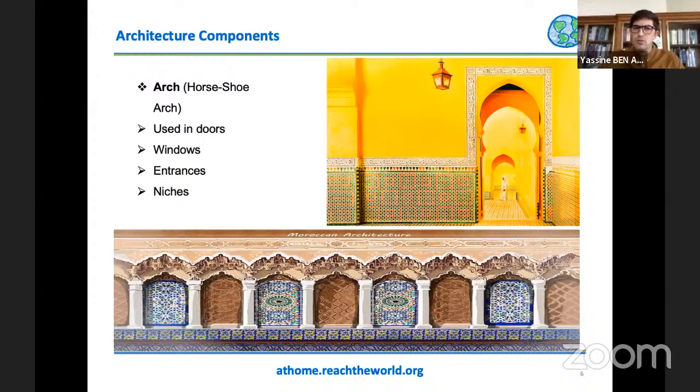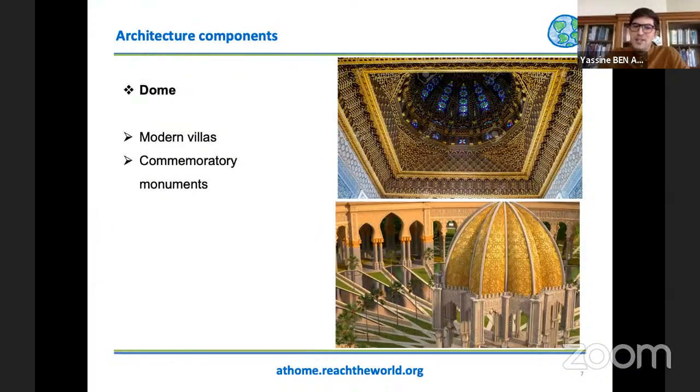We have arcs or horseshoe arcs. These are used in doors, windows, entrances, and niches. And as you can see, how beautiful they are. We have different colors, and when you look at them, you just feel relaxed. Domes, we find them in modern villas and commemorative monuments. And of course, you will find these in a lot of cities like Fez, Rabat, Meknes, and Marrakesh, in addition to Casablanca.